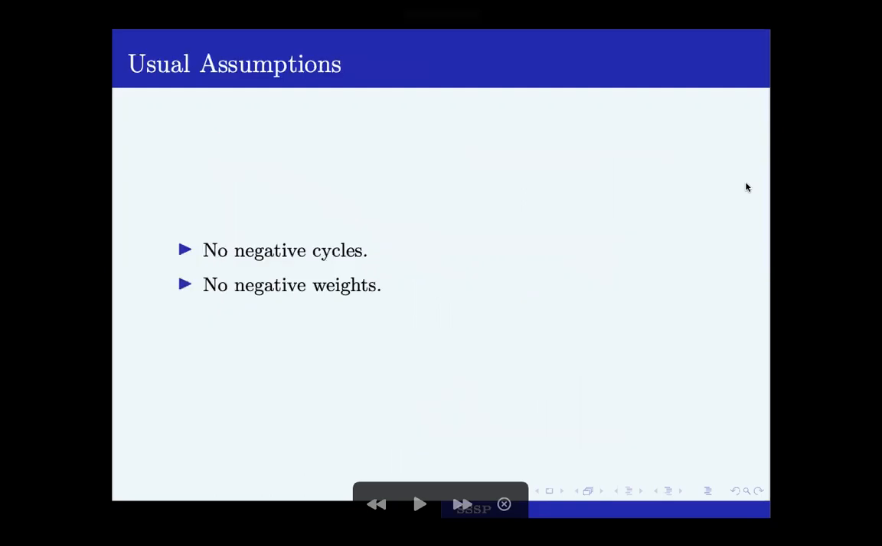These are the usual assumptions that we take. The first assumption, which is universal, is that there is no negative cycle. Another, slightly more complicated point, which you will see, is that we will sometimes be using the fact that there are no negative weights also. Negative weights are much harder to handle.